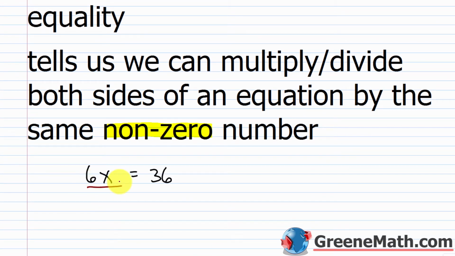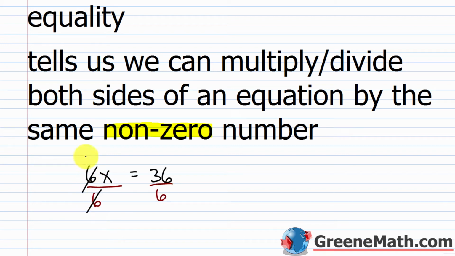Just think about the opposite operation. If I'm adding something to x, I want to subtract. If I'm subtracting something from x, I want to add. If I'm multiplying x by something, I want to divide. If I'm dividing x by something, I want to multiply. So in this case, I am multiplying x by 6, so I want to divide by 6. And I have to do that to both sides of the equation to preserve the solution.